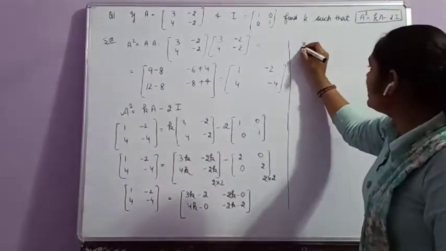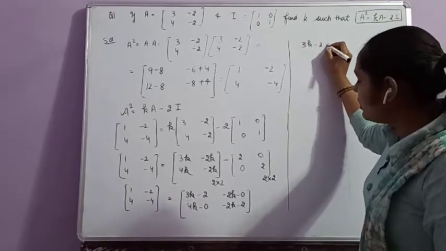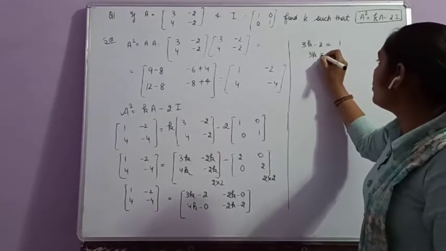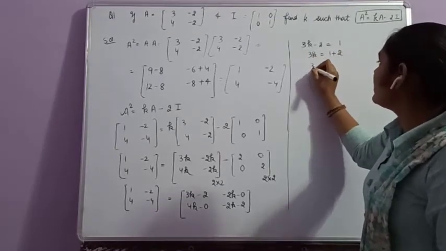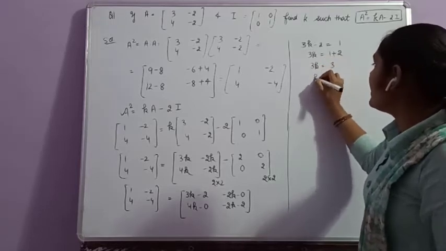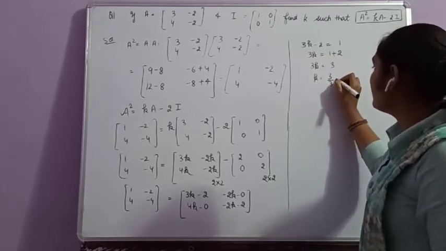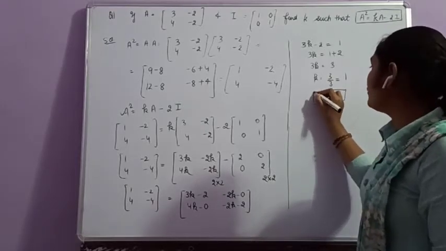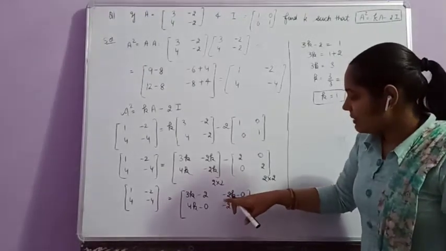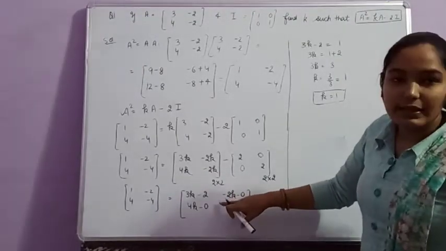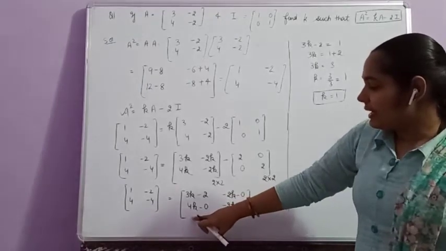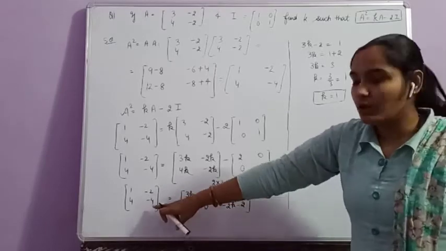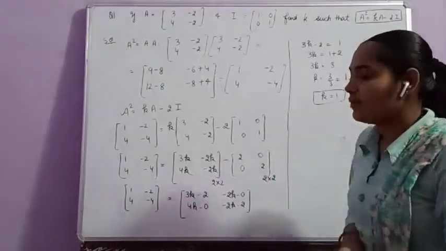A11 of both matrices is equal, so 3K minus 2 is equal to 1. 3K is equal to 1 plus 2, 3K is equal to 3, K is equal to 3 by 3, that is equal to 1. It means the value of K is equal to 1. We can put the value of K in other elements to check it. For example, if we put K equal to 1, it will give us minus 2. Similarly, 4 into 1 is 4, and minus 2K minus 2 is minus 4. So, the value of K is equal to 1.